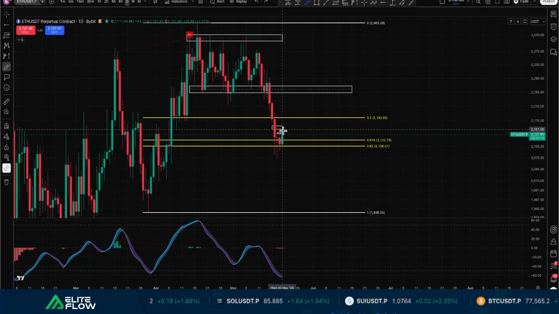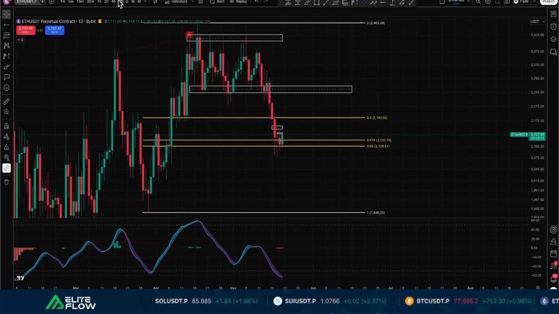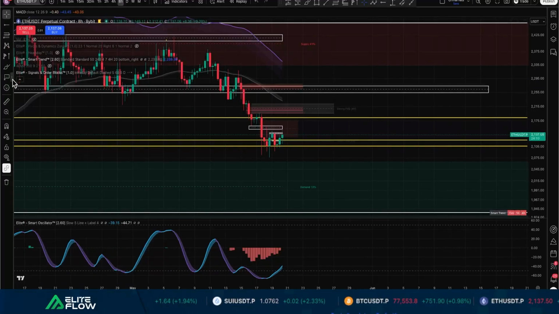This is on the daily time frame, which means that we could be expecting some moves up. Now let's zoom in to the 8 hour time frame and let's turn on our indicators, making it nice and easy.